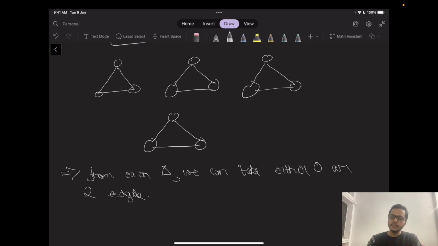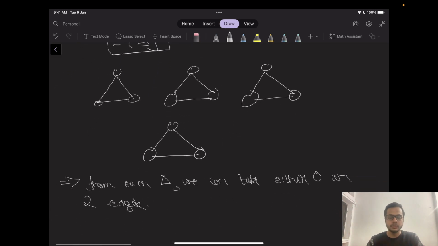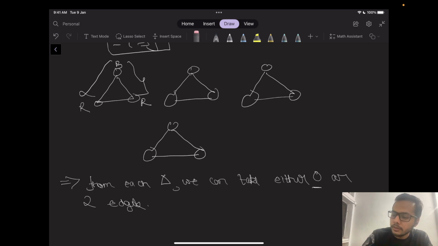This is true because in a triangle there are three nodes, right? So there are three vertices. So either all the three will have the same color, or one of the vertices will be colored blue, two will be red, or one of the vertices will be colored red and two will be colored blue. So if all the vertices are the same color, then essentially there is no chosen edge, so we are taking zero edges. But let's say one of the vertices is colored blue and the other two are colored red, then it is clear that we'll be taking these two edges. Similarly, you can just figure out all the cases and you can confidently say that we are going to either take zero edges or we are going to take two edges.